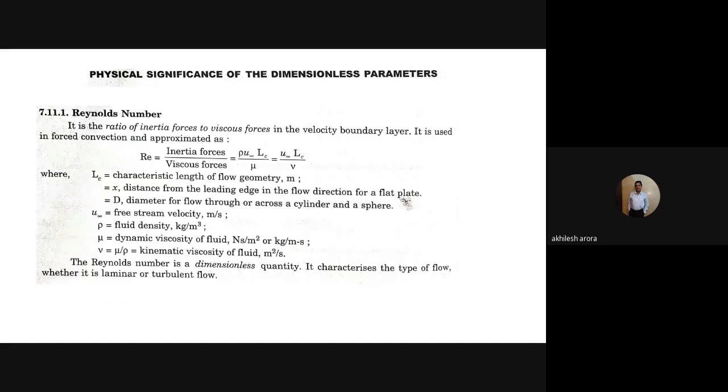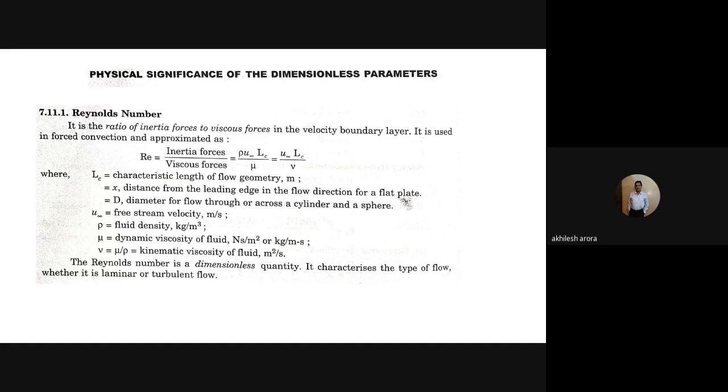Then let us proceed to the different dimensionless, or non-dimensional, numbers or parameters. You have seen we have been using certain numbers here, for example Reynolds number, Prandtl number, and Nusselt number. There are many more numbers which are used in heat transfer, or rather convective heat transfer. So these are important here.